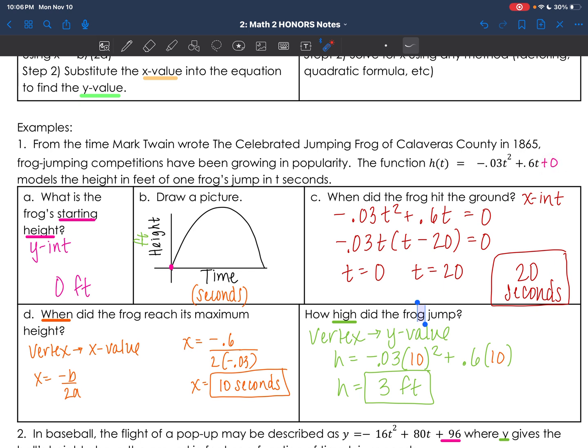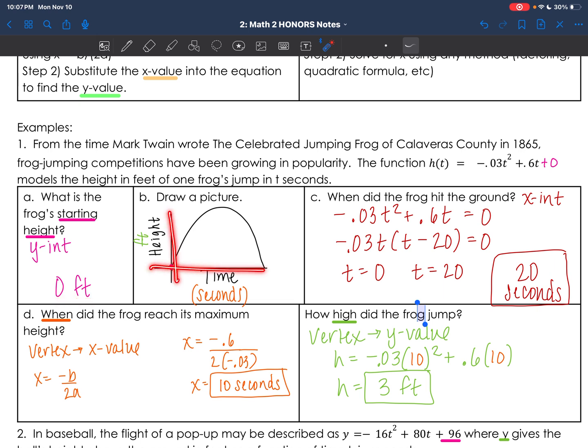This models the height in feet of one frog's jump in t seconds. So we've got feet and we've got seconds. If you notice here, it says, what's the frog's starting height? Well, there is no c value here, so your c value is +0. That's your y-intercept, so that's at 0 feet.